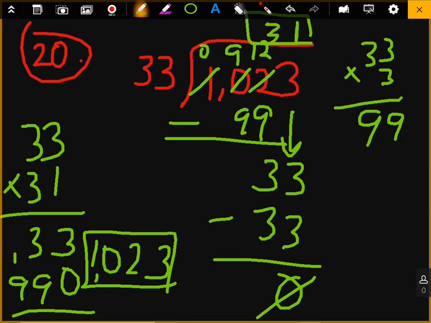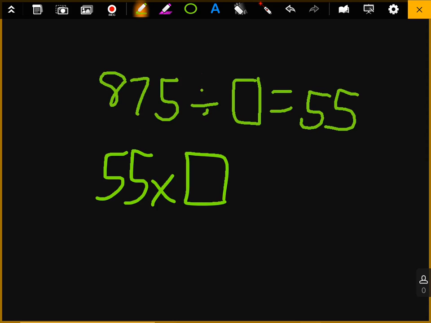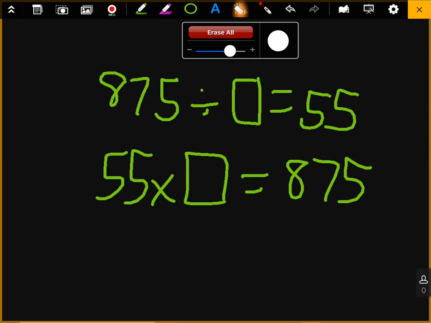Okay, for numbers 22 through 29, it's very simple. I'm going to do number 23. You get 875 divided by blank equals 55. What would be the equation that has the same unknown value? Well, it would be 55 times blank equals 875. You're going to do the inverse operation. That's all you're doing.